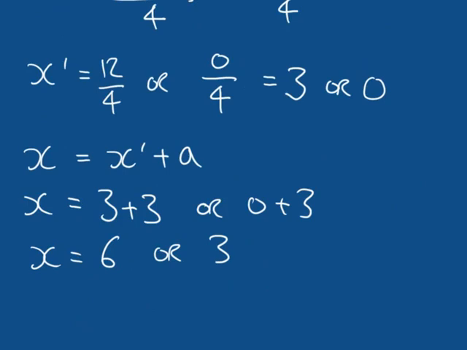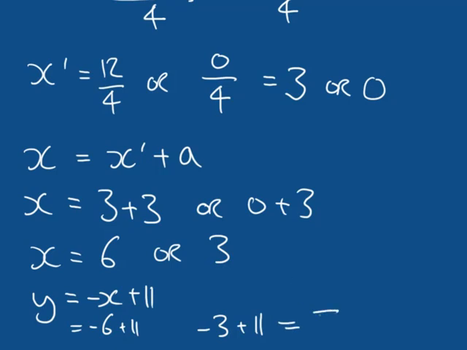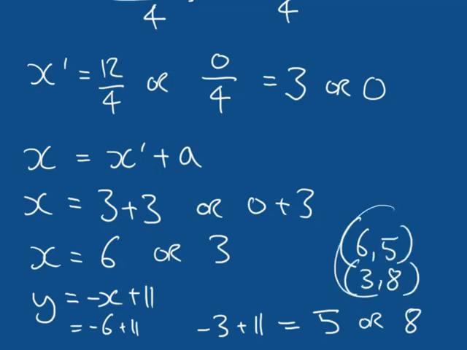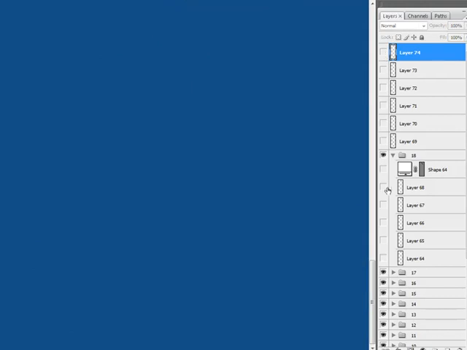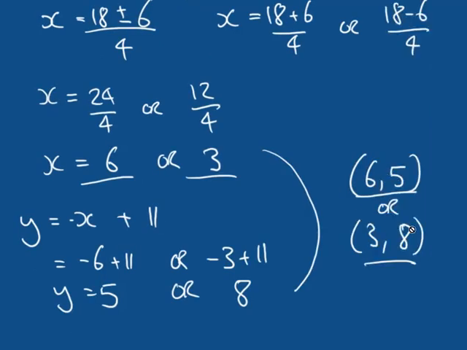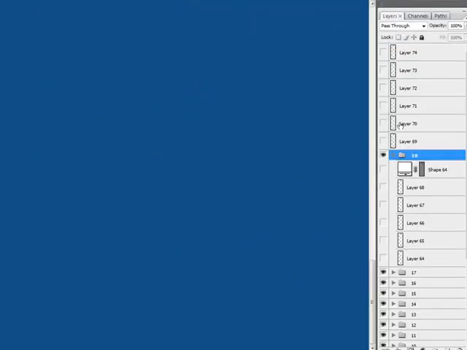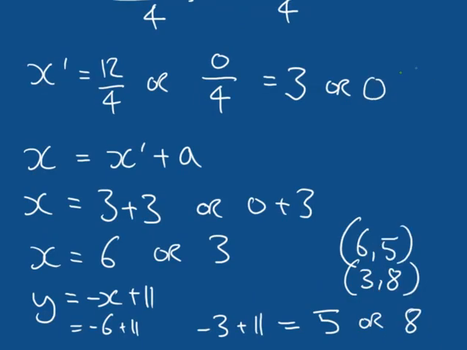We can now put that into our line equation. We know that y is equal to minus x plus 11. So it's equal to either minus 6 plus 11 or minus 3 plus 11, which is equal to either 5 or 8. So our points of intersection are 6, 5 and 3, 8. I remember this being the correct answer from previously, but let's double check that. 6, 5, 3, 8. Indeed, using our new method, we've got the exact same answer.